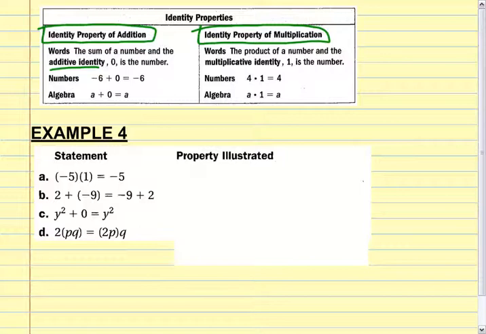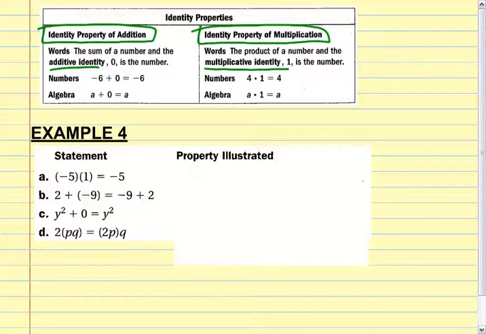Okay? Now let me ask you this. What can I multiply by a number and it stay the same? Maddie? 1. 1 is the multiplicative identity. Meaning the identity property of multiplication basically says I can multiply anything I want by 1 and it just stays the same. Okay?